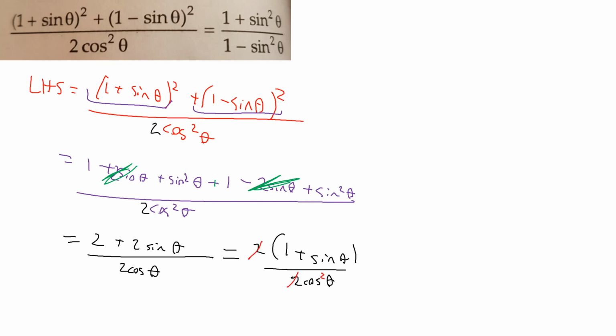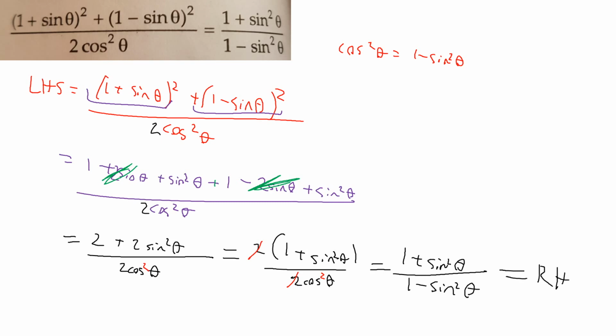This cos squared theta, how can we rewrite that? Well, cos squared theta is equal to 1 minus sine squared theta, right? So therefore, this is the same as 1 plus sine squared theta over 1 minus sine squared theta, which is equal to our right hand side. And that is how you simplify trigonometric identities.